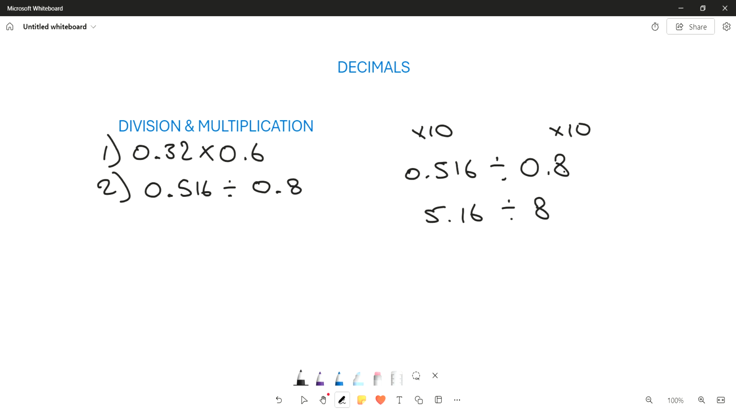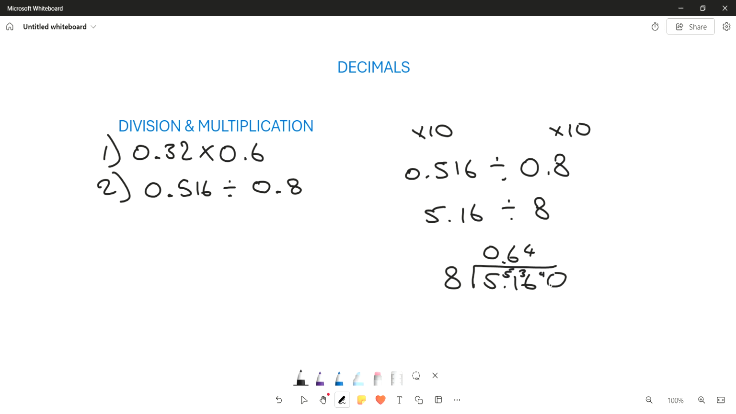So if this was 0.08, for instance, if it was 0.08 we're dividing by, we'd have to multiply by 100 to make it whole. And that would mean we had to multiply the left side also by 100. Now to solve this, we're going to use the bus stop method. 8 into 5.16. 8 into 5 doesn't go. Carry the 5 over. 8 into 51 goes 6 times. Remainder 3. 8 into 36 goes 4 times. Remainder 4. So we're going to add a 0 here.